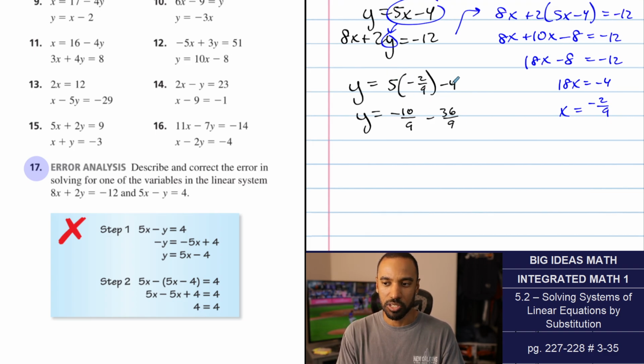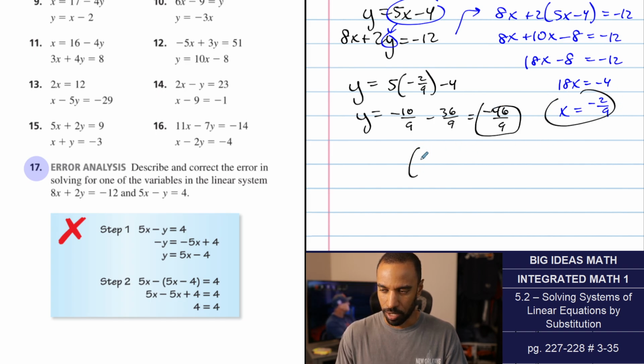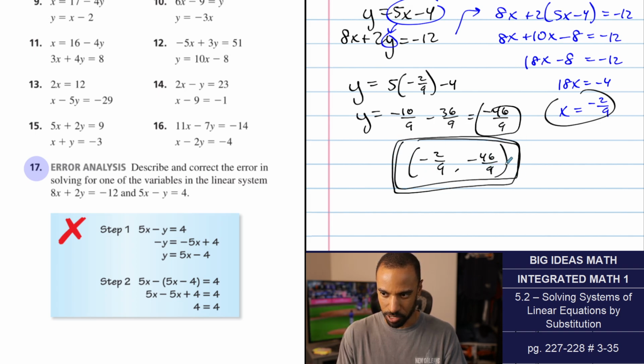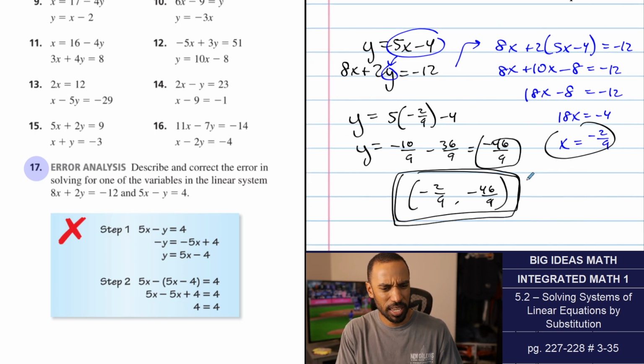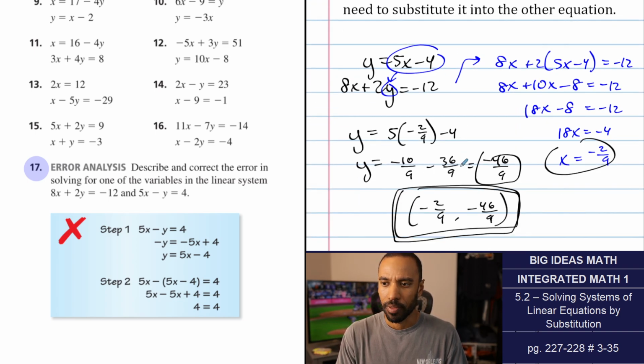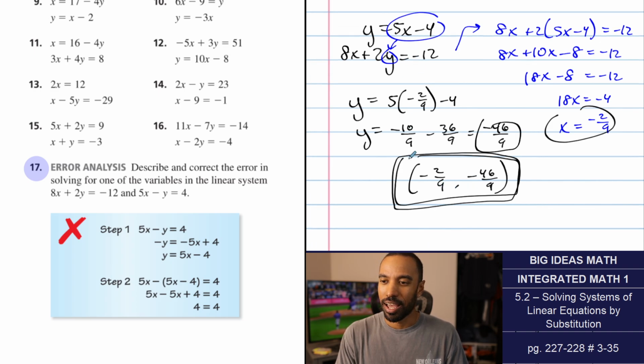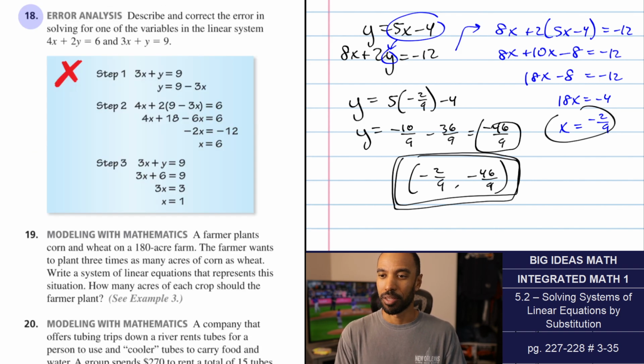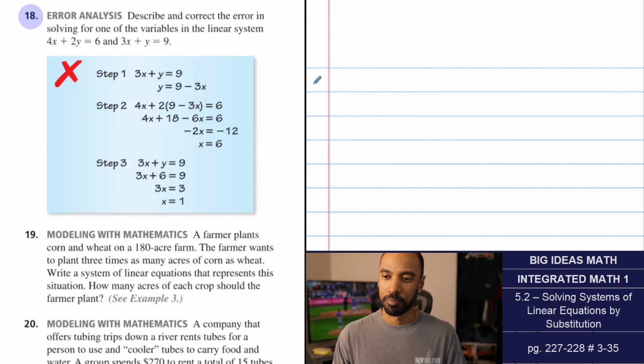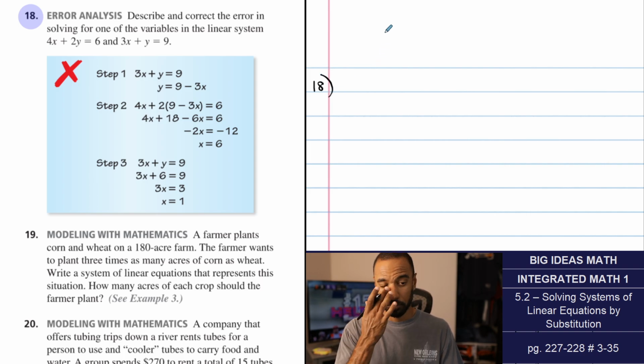Anyway, 5 times -2/9 is -10/9. -4 can be rewritten as -36/9, and that would give us -46 over 9 for y. So the final solution is -2/9 for x, -46/9 for y. You're almost like, well, I prefer the answer the error analysis thing got. I don't know if I made a mistake. It looks good. I don't want to double check. And yeah, we'll just leave it like that. So maybe we weren't supposed to actually solve, but there it is. Fraction answers, they happen. Number 18.